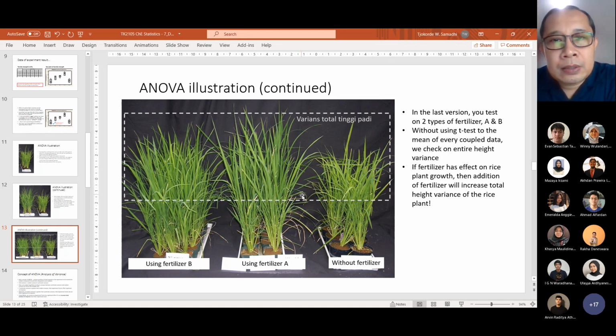Let me repeat this in Indonesian for those of you who still couldn't follow it.